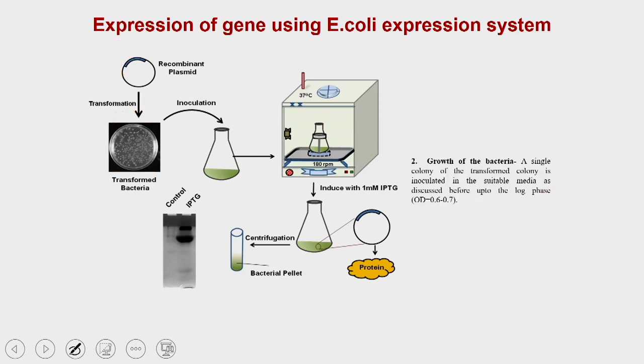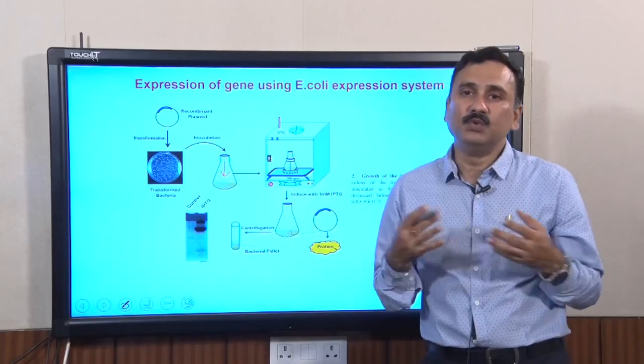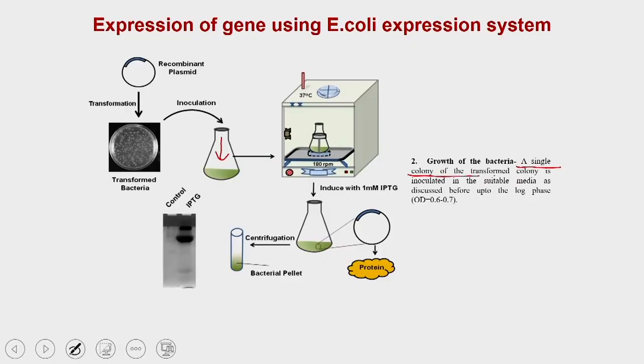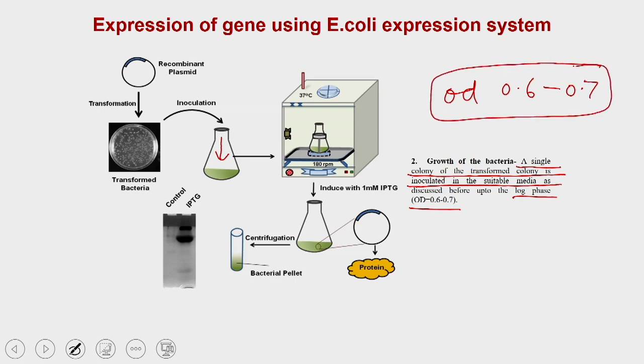Then in the second step, you are going to grow them. You will take a few colonies from the transformed plate and inoculate them into the growth media. We have also discussed different types of growth media which you can use for growing E. coli cells. You inoculate a single colony or a few transformed colonies into suitable media and let the bacteria grow into the log phase, which is an OD of 0.6 to 0.7. If you remember, we have also discussed how to monitor the growth of these bacteria, and you can put them into a 37 degree incubator with shaking at 180 rpm.